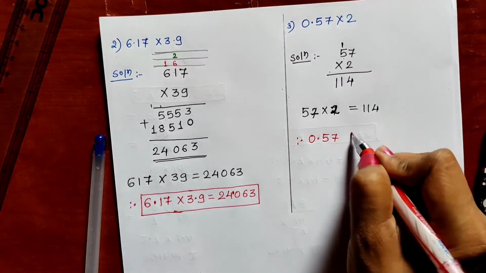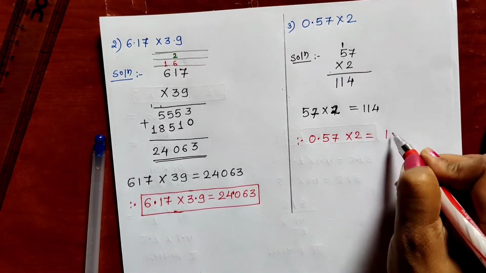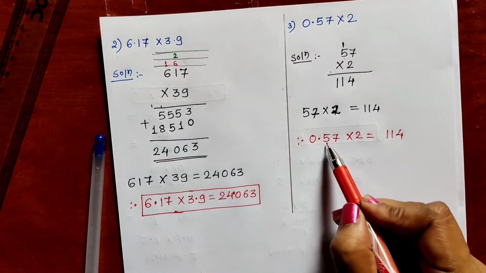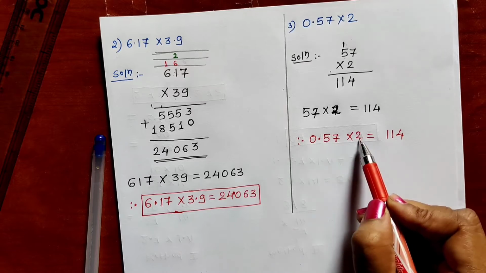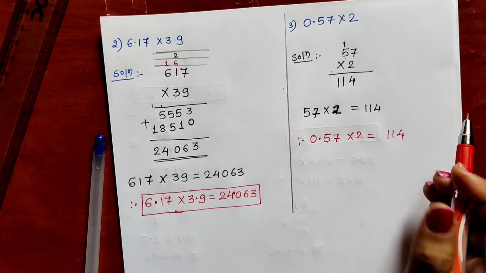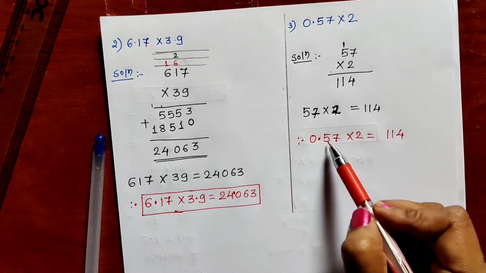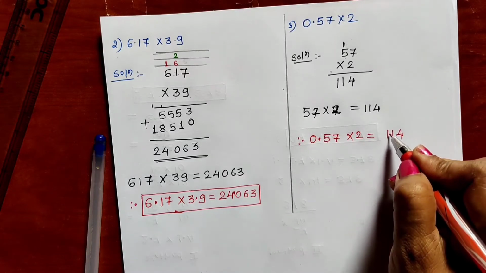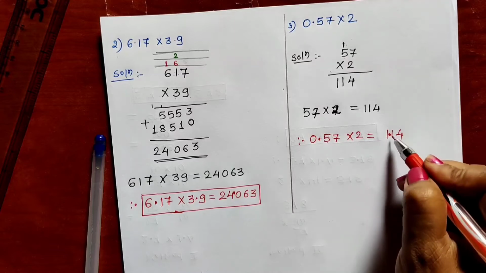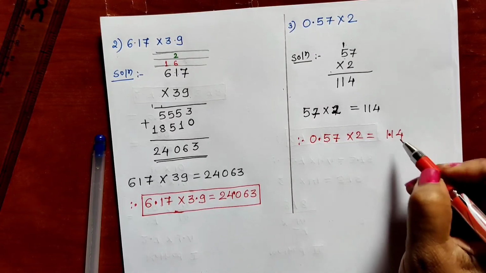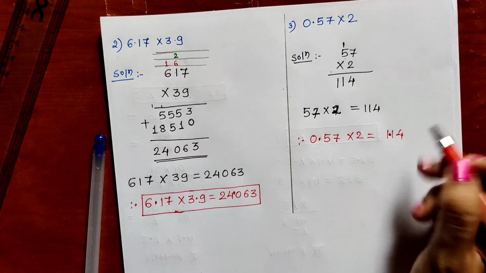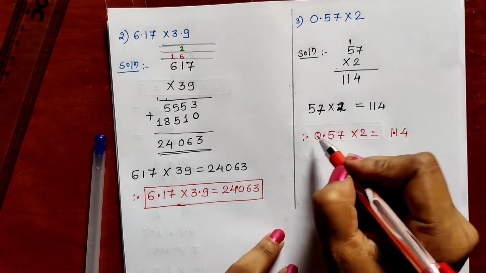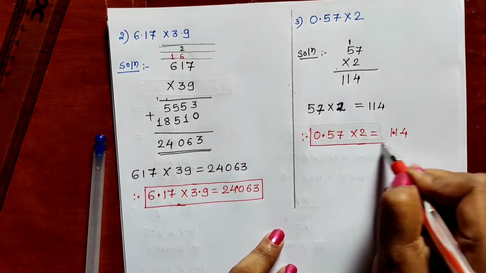0.57 multiplied by 2, what will be the answer? I will be writing 114 as it is. Now see, in this number after the decimal point 2 digits are there. In this number there is no decimal point, no digits. So in the answer also after the decimal point there should be 2 digits on the right hand side. So I will be placing my decimal point here, because when I place the decimal point here, there are 2 digits after the decimal point on the right hand side. So in this way we have to put the decimal point and write the answer.